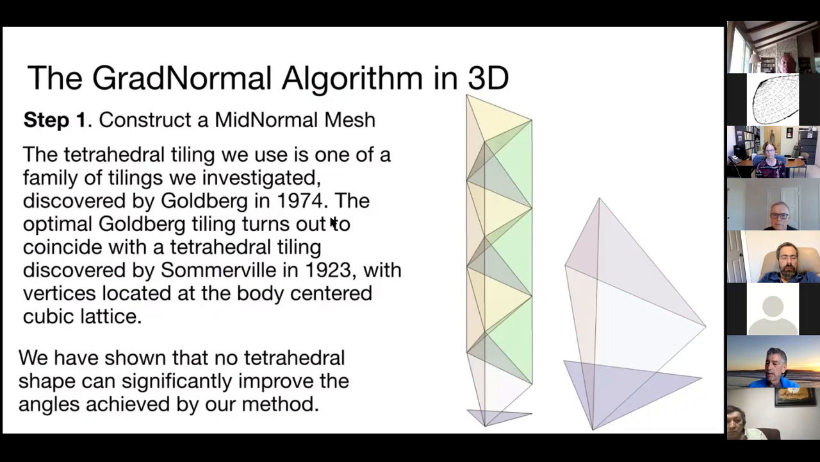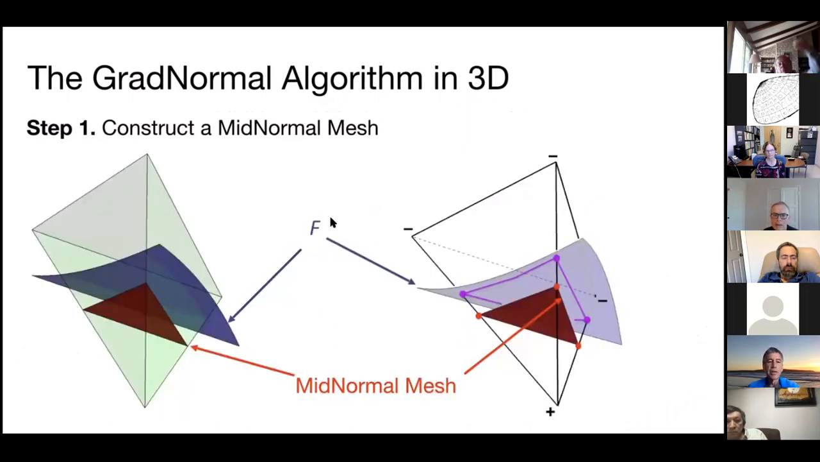So let's see this three-dimensional algorithm in practice. We have this blue surface. Step 1 is you project to a mid-normal mesh, the red surface whose vertices lie halfway along the edges of these tetrahedra.